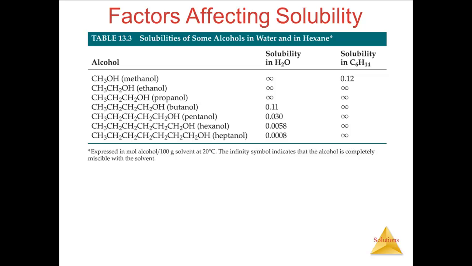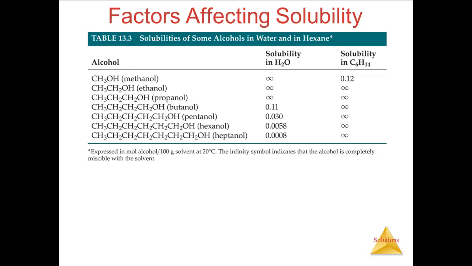Hexane is nonpolar. What we see in the table is that as the molecules get larger, that is, as the number of carbons increases, the molecules get less soluble in water and more soluble in hexane. The carbon part of the molecule is nonpolar, while the OH part of the molecule is the polar and hydrogen bonding part. So, as the nonpolar part of the molecule gets bigger, the substance gets less soluble in a polar substance and more soluble in a nonpolar substance.